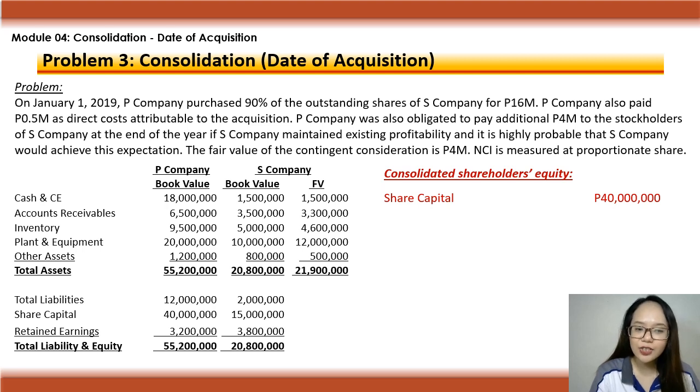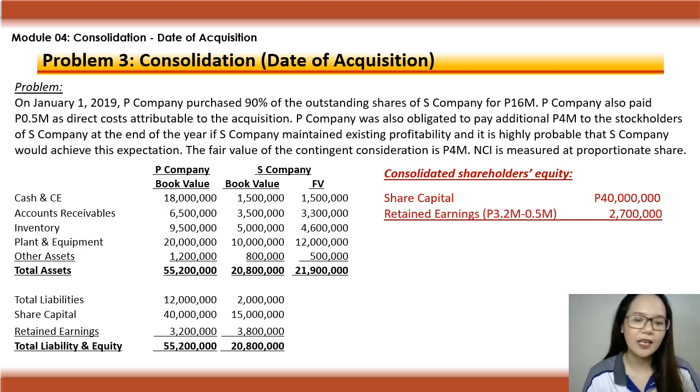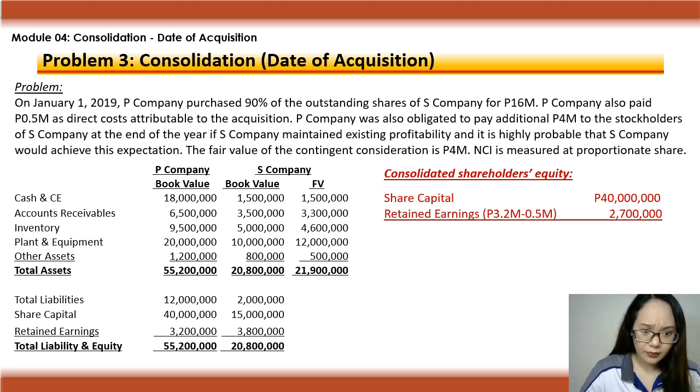Computed as, magkano yung share capital ni parent company? Kasi yung share capital ni S Company, that's eliminated. So, mag-start ka sa share capital ni parent company, which is 12 million pesos. Tapos, yung retained earnings ni parent ulit, which is 3.2. Pero, wait lang, nagkaroon ka ng expense, di ba, ng business combination. Meron kang direct cost na 500,000. So, i-deduct mo yun sa retained earnings kasi expense mo yun. So, your consolidated retained earnings as of date of acquisition is 2.7.